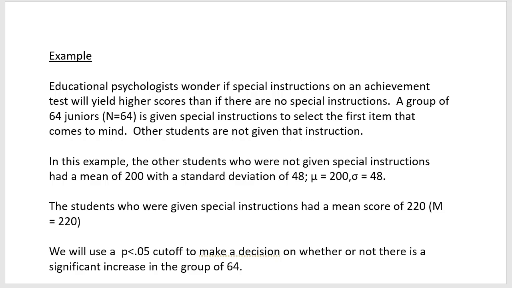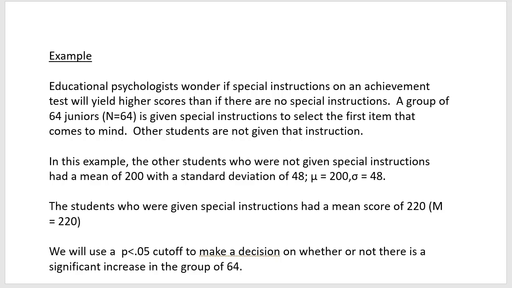In this example, the other students who were not given special instructions had a mean of 200 with a standard deviation of 48. Whatever this test is, it has a range from 0 to 400. Maybe there are 400 questions and it's just how many you got right. Whatever it is, they had a mean of 200 and a standard deviation of 48. So mu, the population mean, is equal to 200, and lowercase sigma, the population standard deviation, is 48. The group that we're going to compare our sample to had a mean of 200 and a standard deviation of 48. We're going to look into that a little later, but let's just set up the example for now.